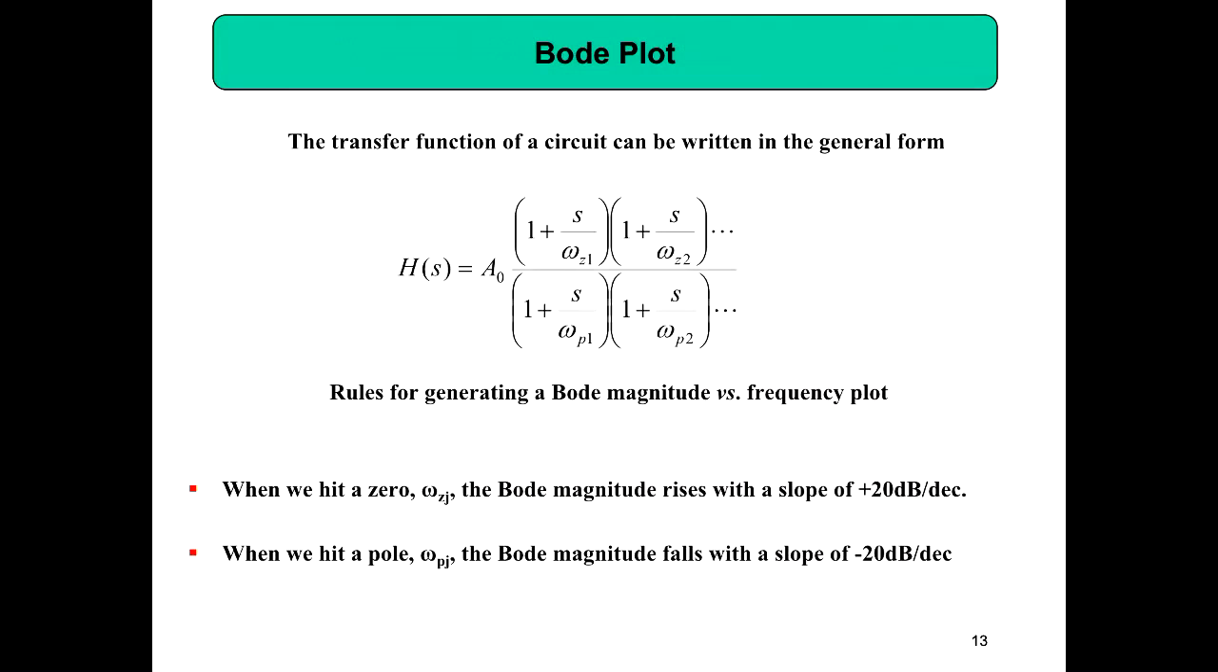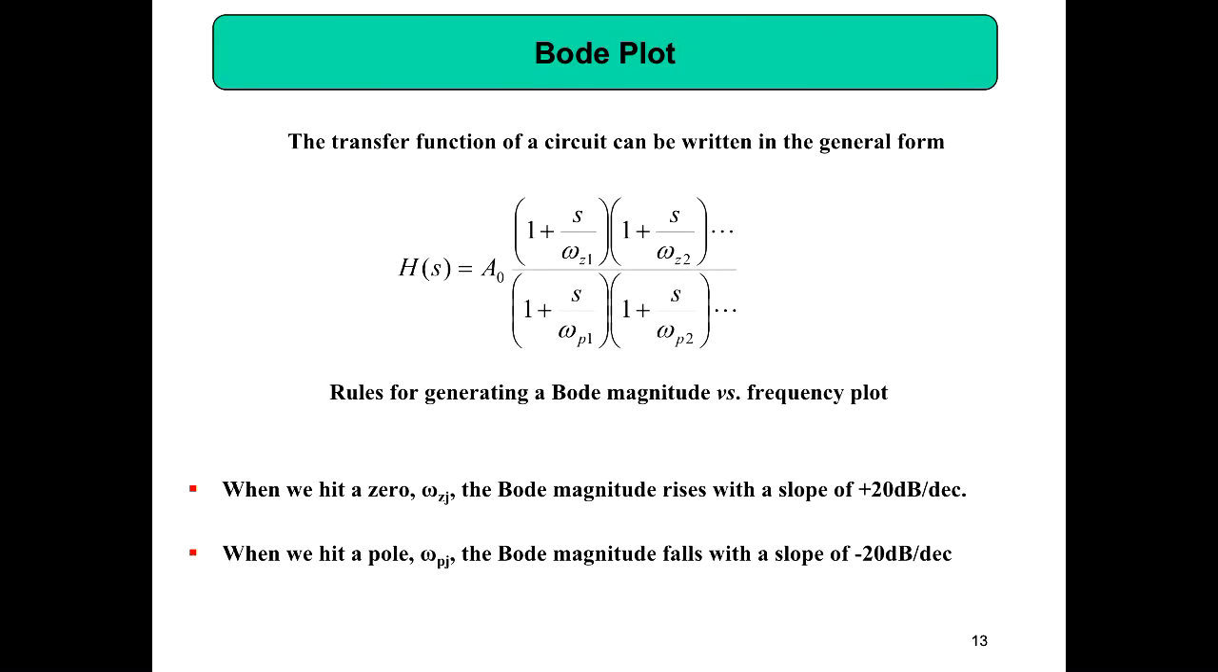Then we represent the frequency response in Bode plots. This is the transfer function which we already discussed. Rules for getting a Bode plot, magnitude versus frequency: when we hit a zero, omega Zj, the Bode plot magnitude rises with a slope of 20 dB per decade. When we hit a pole, omega Pj, the magnitude falls with a slope of minus 20 dB per decade. How many of you studied Bode plots in the previous signals and systems course? I'm pretty sure you already studied Bode plots.